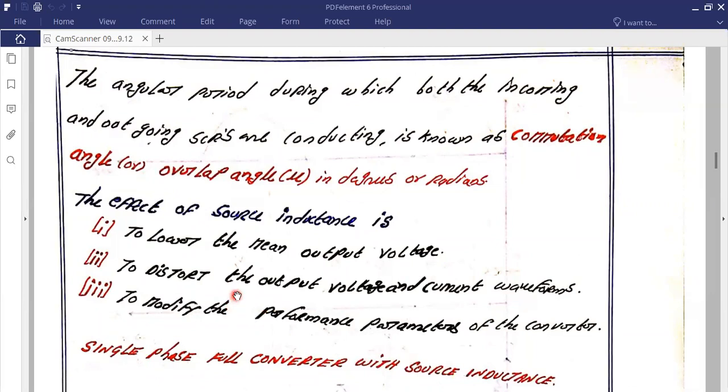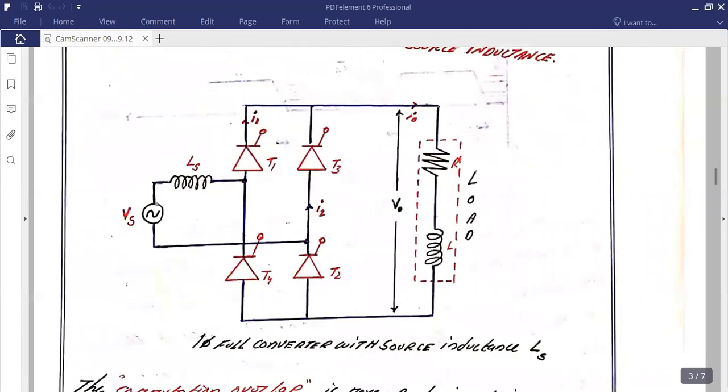Okay, all these can be considered in the case of the waveforms that are obtained whenever the source inductance is considered. For that, we are simply going to consider a single phase full wave converter provided with a source inductance. Okay, so the circuit here is going to be this. This is the circuit provided.